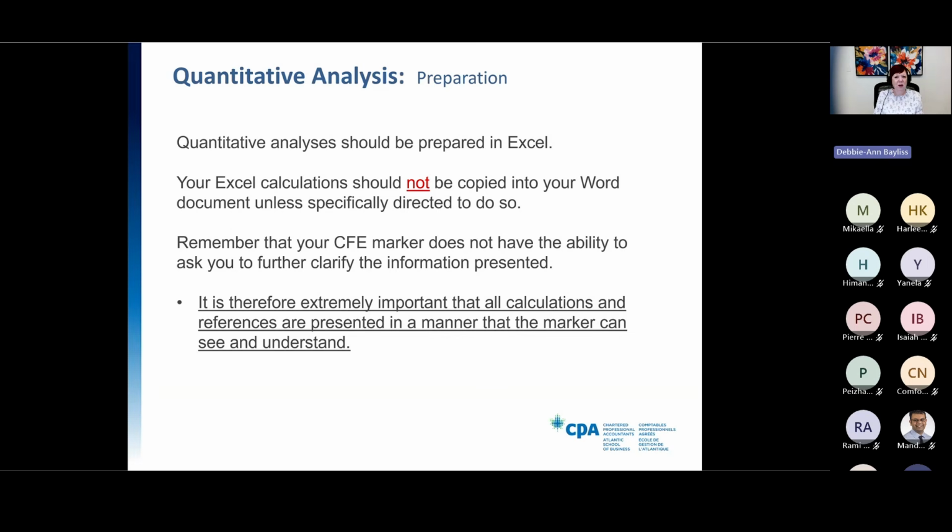Assume that the CFE marker is looking at a PDF of your Excel spreadsheet. So they're not looking at your cell. They're looking at a PDF copy. So can they determine how you arrived at your input numbers? You don't need to explain basic math such as, contribution margin equals sales price minus variable costs. You don't need to explain that. You don't need to explain if you've simply taken an input number from an exhibit.